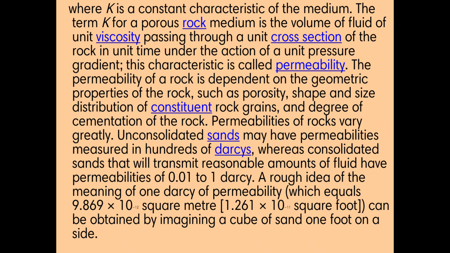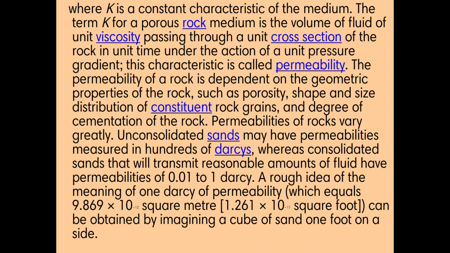Permeability of rocks varies greatly. Unconsolidated sands may have permeabilities measured in hundreds of darcys, whereas consolidated sands that will transmit a reasonable amount of fluid have permeabilities of 0.01 to 1 Darcy.